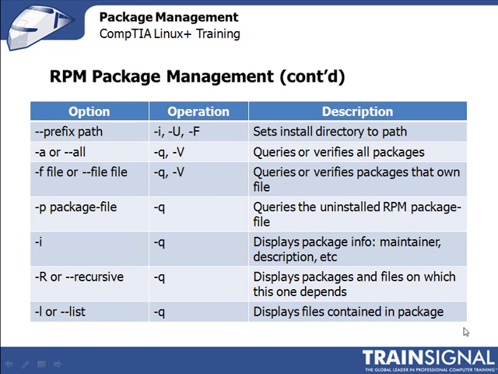-R or --requires displays packages and files on which the one specified depends. And finally, -L or --list displays files contained in one package. Now let's try out a couple of RPM commands. Go ahead and switch over to a terminal window.